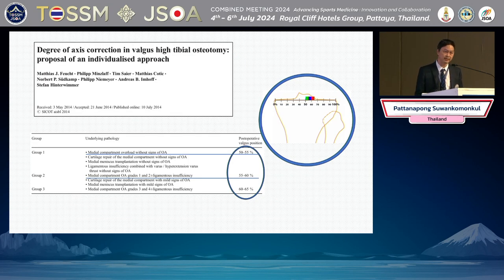So this is a nice study from Professor Imhoff in Munich. They summarize the cartilage damage at the medial compartment. If cartilage damage is grade 1 or 2, you should correct to about 55 to 60%. If cartilage is damaged in grade 3, 4, you should correct a lot, depending on the percentage of the width of the plateau, like the Fujisawa point.